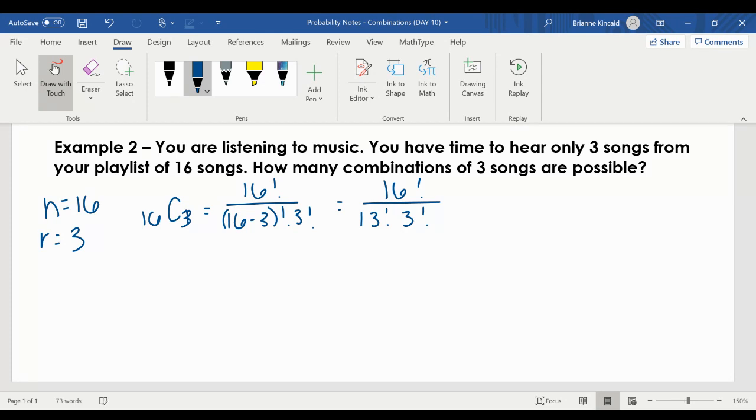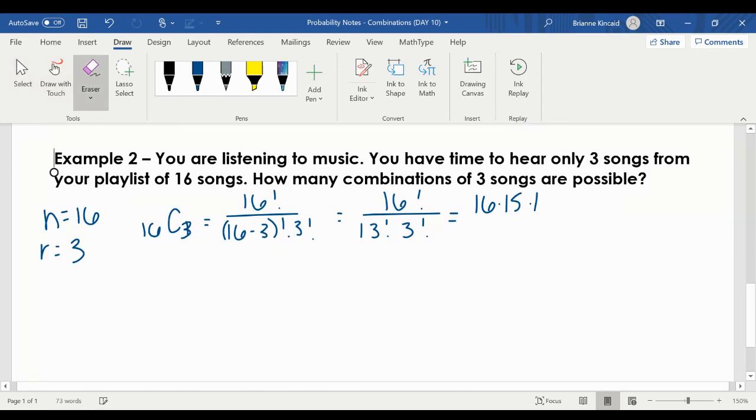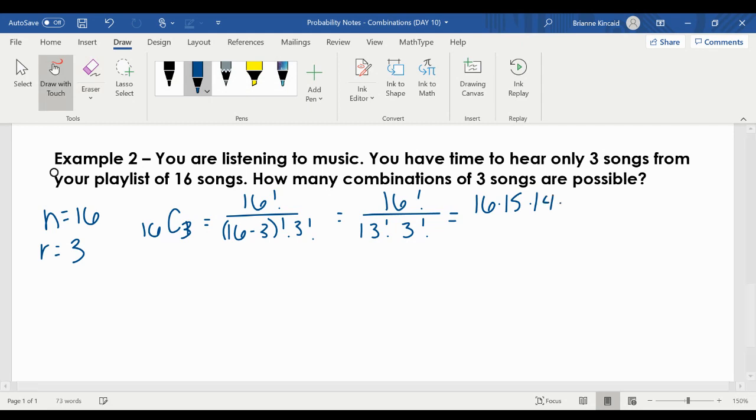Now, you can go ahead and write out 16 times 15 times 14, etc. Or what you'll also see, for people who don't want to write all of these out because it gets a little redundant, is you can just do a couple of them. You can do times dot dot dot times 2 times 1. I can do the same thing in the denominator: 13 times 12 times dot dot dot times 2 times 1. With the 3 factorial, I'm going to write that out because it's only 3 numbers. 3 times 2 times 1.